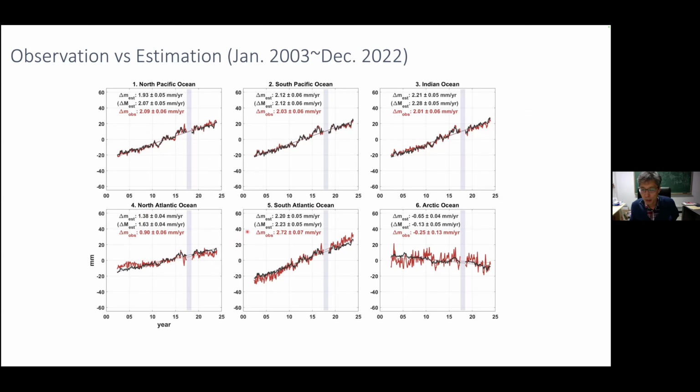And I think the most important feature in this slide is in the Arctic Ocean. Both estimation and observation show a negative sea level trend. I think this is quite natural because the Arctic Ocean is surrounded by land mass where huge amounts of ice are melting. So due to the loss of ice and the resulting gravitational attraction force decrease, mass sea level change over the Arctic Ocean should also decrease. Okay, so based on this self-consistency, we can say that our estimation without applying any smoothing would be closer to the true variation of ocean mass.